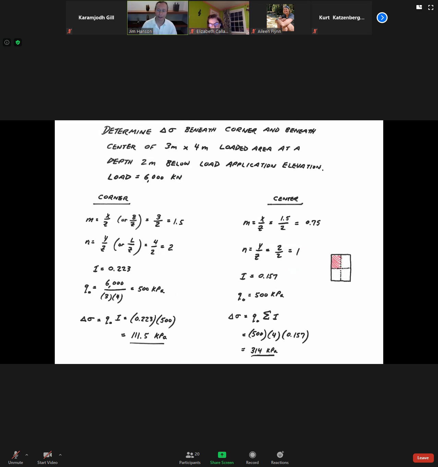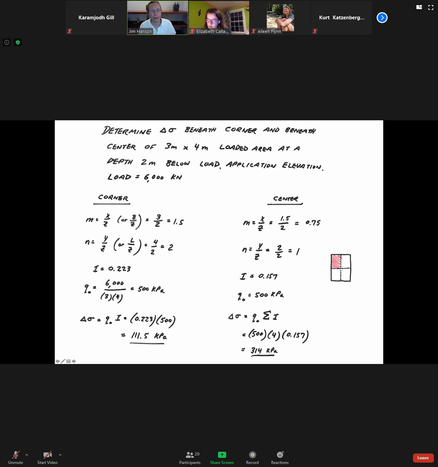I'd like to look at an example problem here. Let's determine the delta sigma beneath the corner and beneath the center of a 3 by 4 meter loaded area at a depth 2 meter below load application elevation. And the load is going to be 6,000 kilonewtons in this case. And for a corner type location, we'll be using the M and N chart in both cases here.